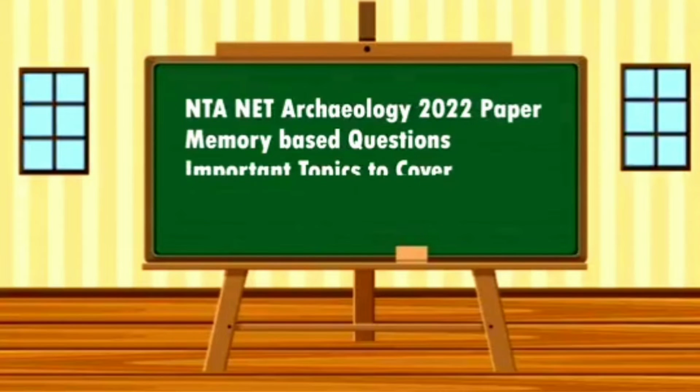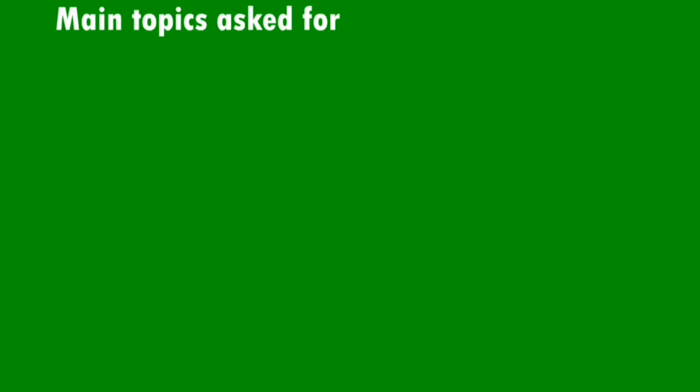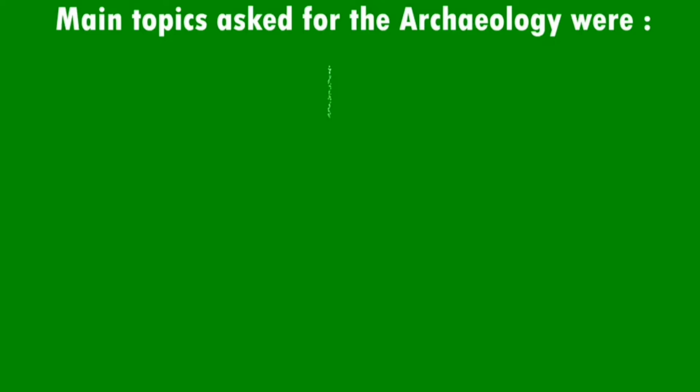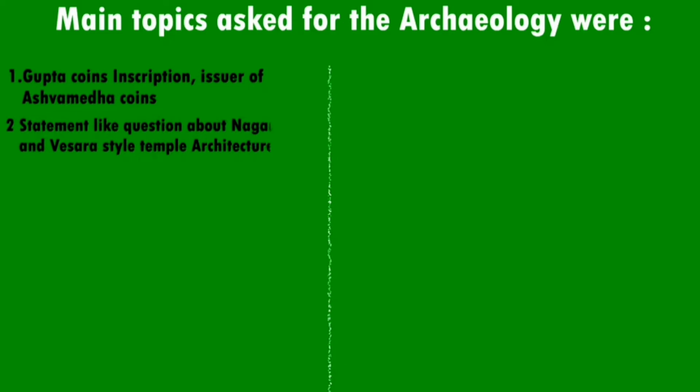Topics covered in the UGC NET Archaeology. The main topics asked in archaeology were Gupta coins, like inscription and issuer, Ashvamedha coins, and statement-type questions about Nagara and Vesara temple architecture. They also asked about the site Chandraketugarh, and about the sites in Quetta Valley.